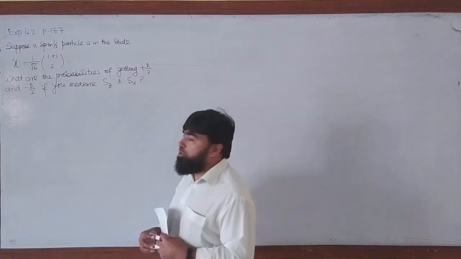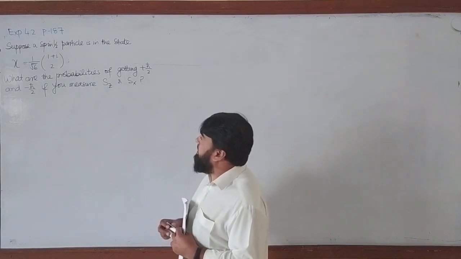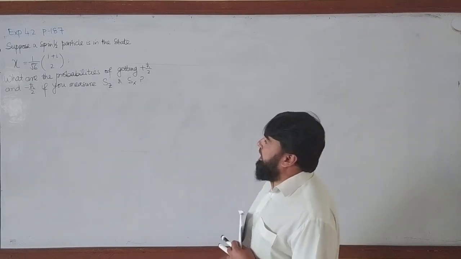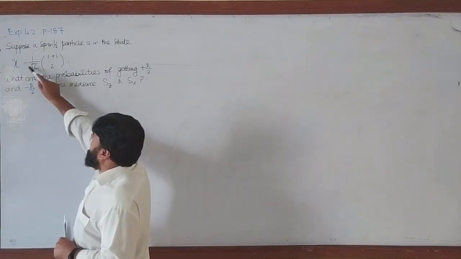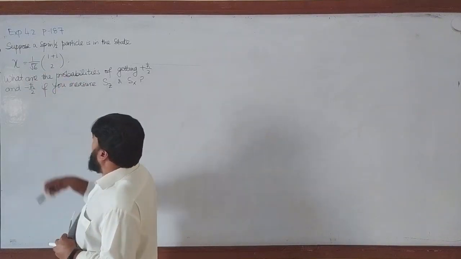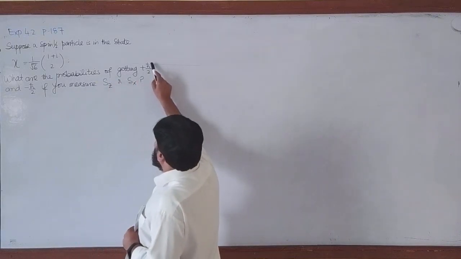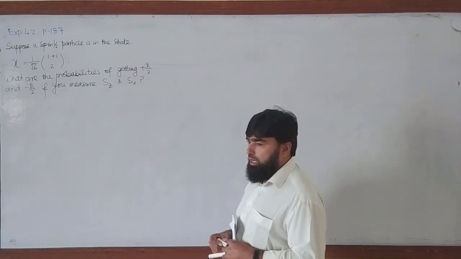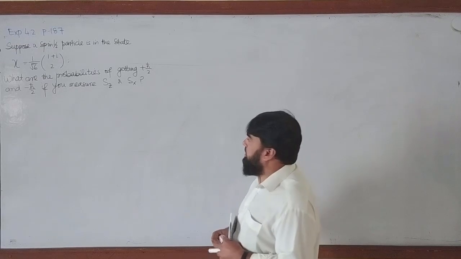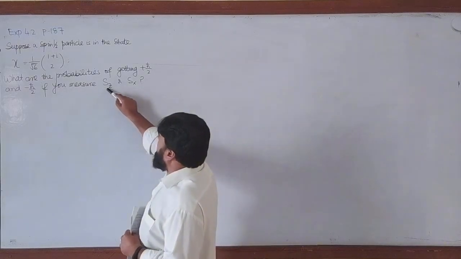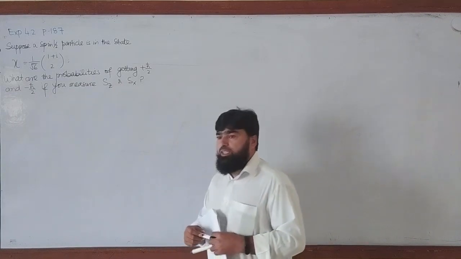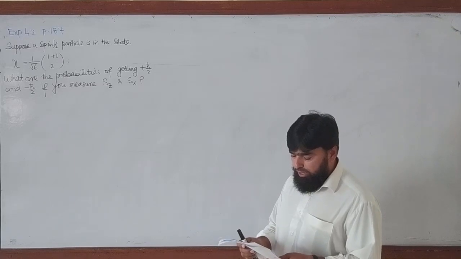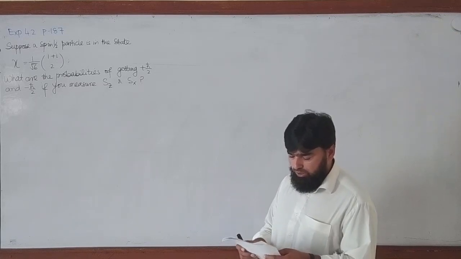In example 4.2, which is on page 187, we are asked: suppose a spin-half particle is in the state chi, given as this. What are the probabilities of getting this eigenvalue and this eigenvalue, which are half h bar and minus half h bar, if we measure Sz and Sx on this system? So we will have to find those probabilities.